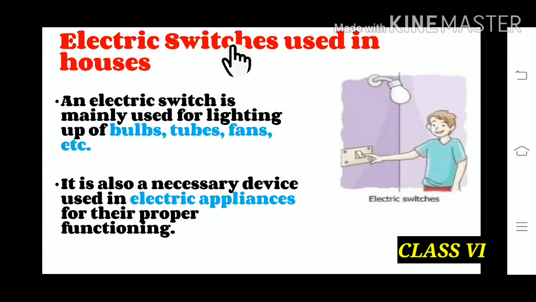Electric switches used in houses. In this picture we can see that a boy is using an electric switch to switch off the bulb, tube light or fan. It is also a necessary device used in electrical appliances for their proper functioning.